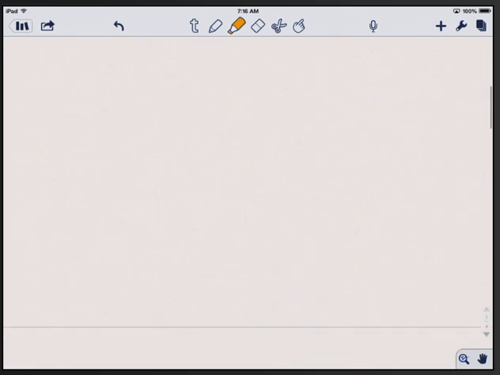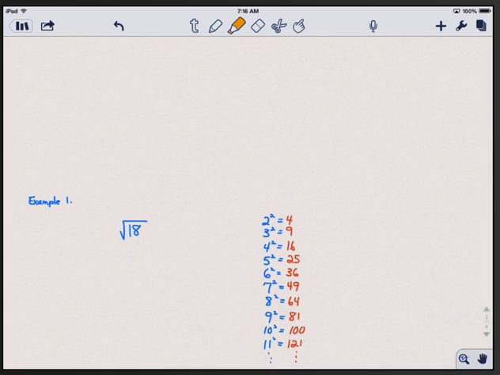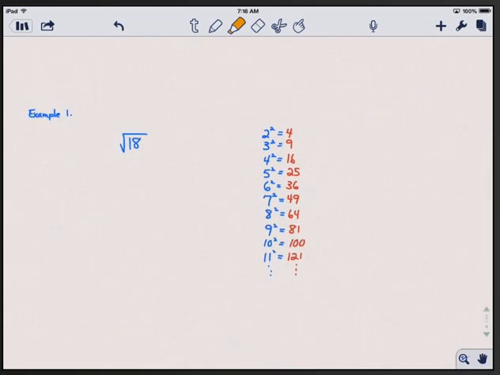So our first example, we have simplify the square root of 18. Well, over to the right I have listed the first few perfect squares. The list goes on indefinitely. 2 times 2 is equal to 4, so 4 is considered to be our first perfect square that is greater than 1. 3 times 3 equals 9, so that's our second perfect square. And 16 is the next perfect square, and 25, 36, and so forth.